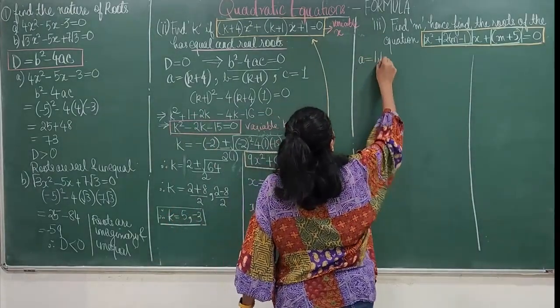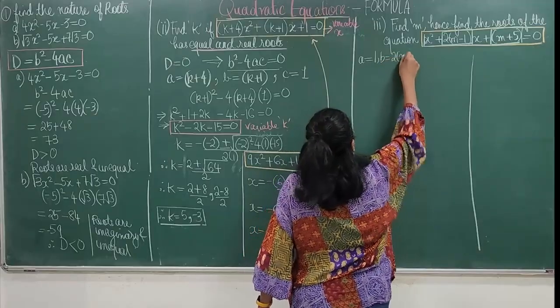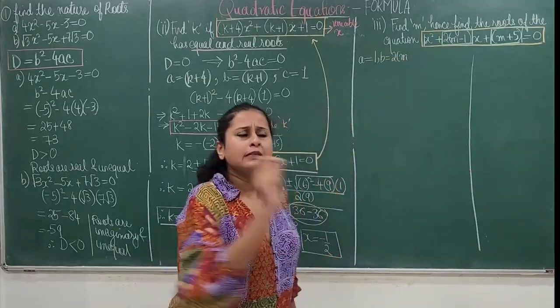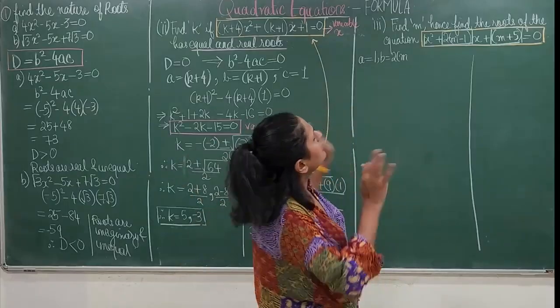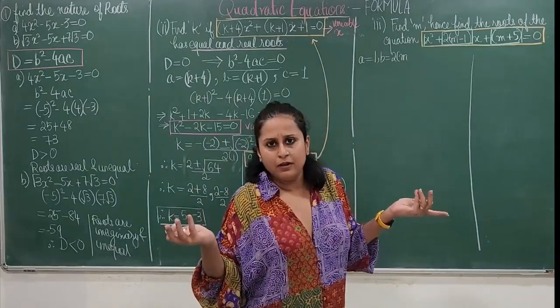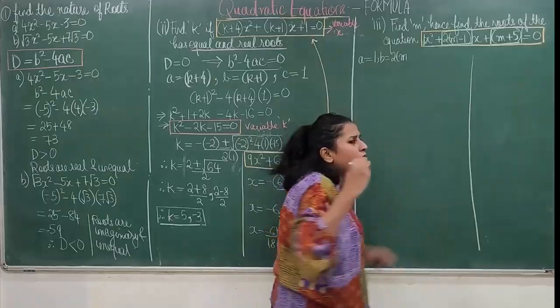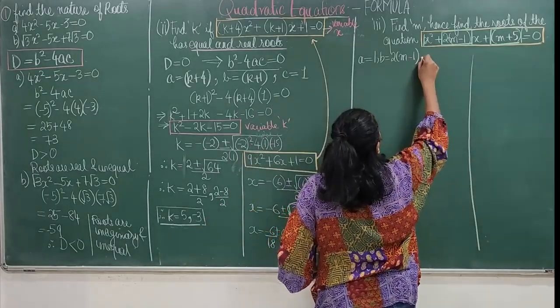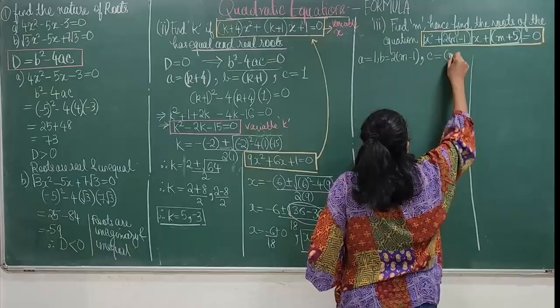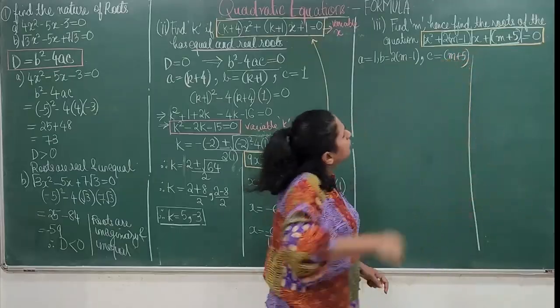A is 1. B is 2 times... the 2 we forget. Maximum times I have seen kids ignoring the 2. I don't know why. 2 just remains sitting there with no job. Alright, don't forget. Keep your eyes open all the time. 2m minus 1 is your B and what is your C? m plus 5. What have they told you?